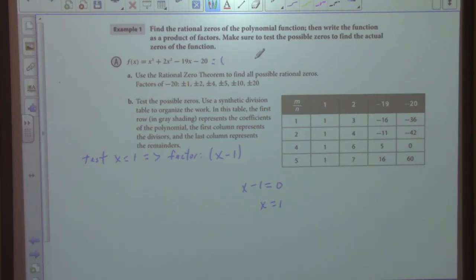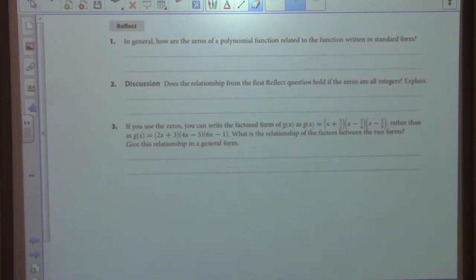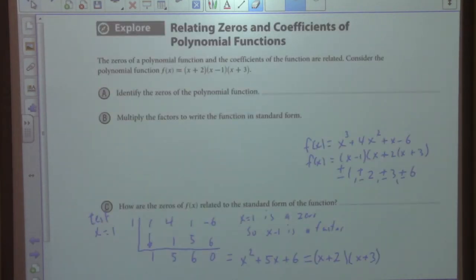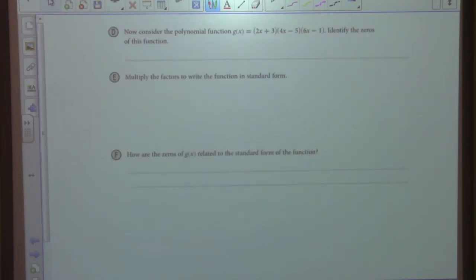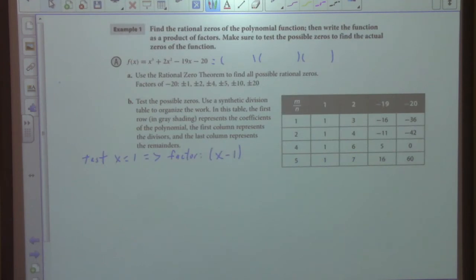So what we're going to do is put this into factored form based on this. So we're using the techniques. In second period I was asked, well, why are we doing this? What's the point here? The thing about it is it brings us back to this right here. Remember we talked about this a few days ago? How do you find the rational roots of a polynomial equation? So this is part of the process. That's all. We've done a few things since then.